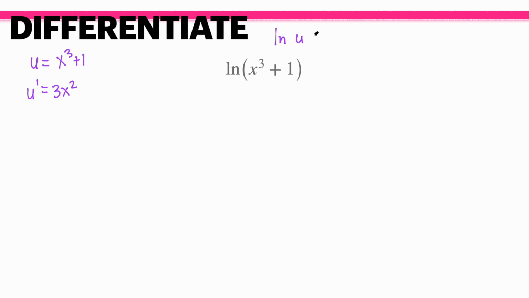So we know the derivative of the natural log of u is 1 over u times the derivative of u. Or you could say it's the derivative of u over u. Same thing. So I'm actually going to write it. I know the derivative of u, it's 3x squared. And I know u, it is the original function, x cubed plus 1. And that is going to be your answer.